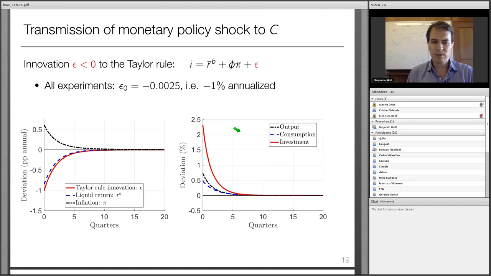We're never gonna get that. Our model doesn't have anything like habit formation and so on, or investment adjustment costs. So we're not even gonna try. And we're happy with this.